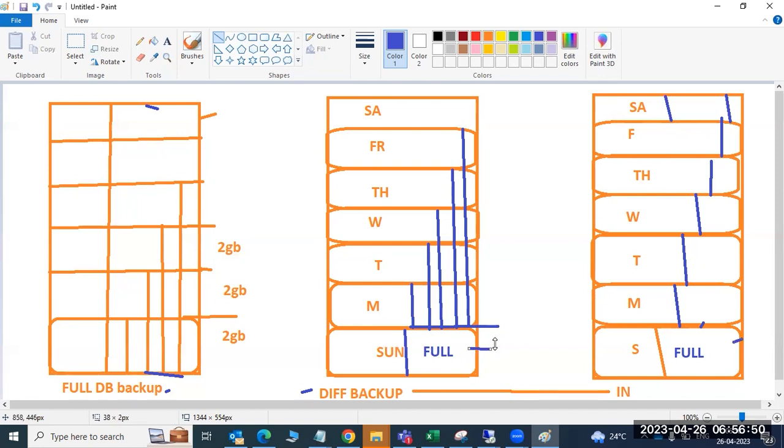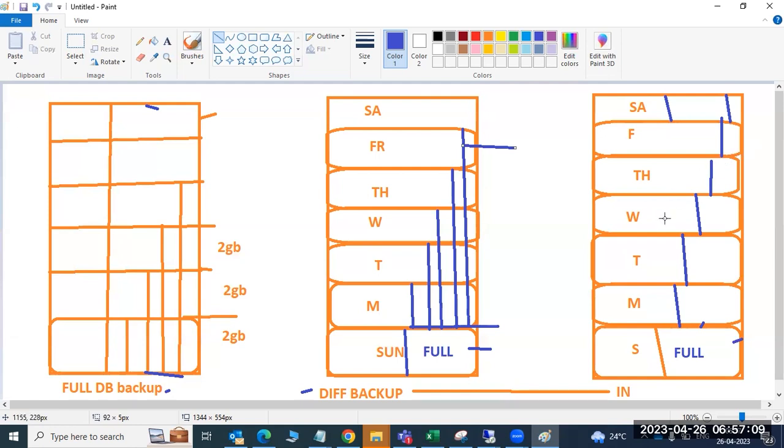One is the full backup file. The second one is the latest differential backup you require to restore it. Why? Because the latest differential backup contains the backup from after the full backup up to date. So these two files are enough, whereas incremental needs multiple files. So that is the con.